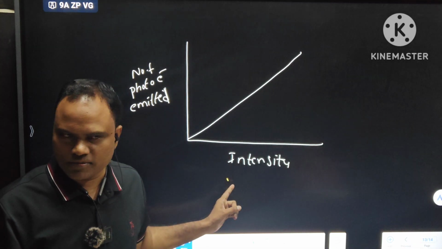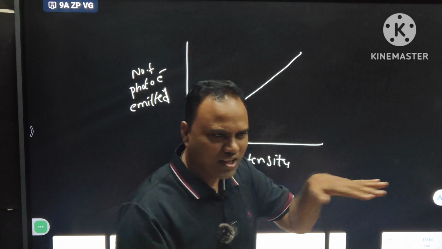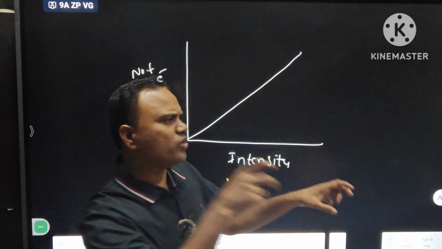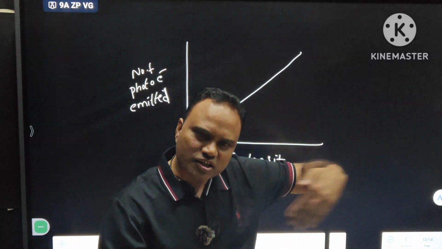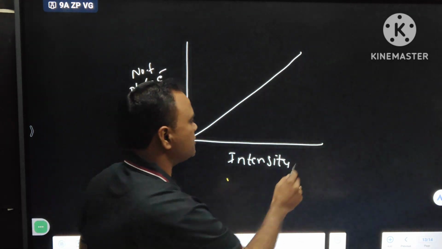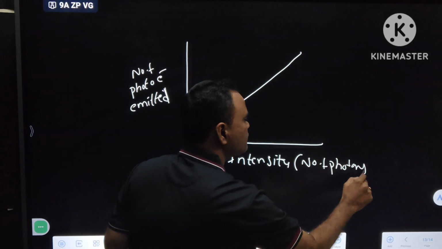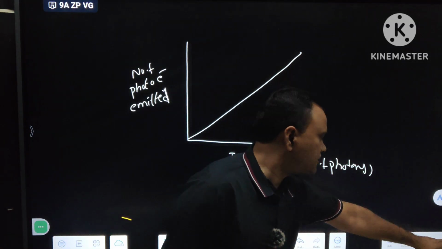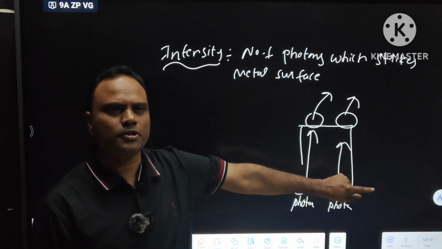This is important. Just imagine that story. What story? On the bench, some balls are there. You are throwing some other balls. If you throw one ball, only one ball will come out. Only one electron will eject out. Clear? Now intensity means the number of photons that strike the metal surface. Clear? Online students, okay.